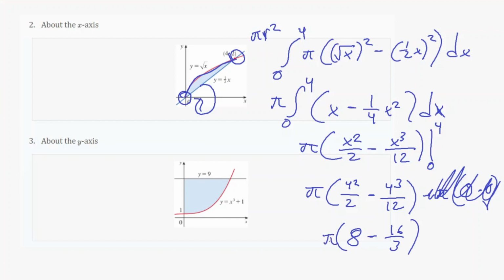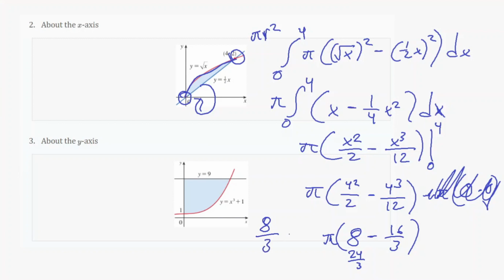And then that's going to be multiplied by pi. Now, let's figure out what the number inside this parentheses is going to be. So we could make 8 into a common denominator fraction. So it's going to be 24 over 3 if we multiply top and bottom by 3. So 24 over 3 minus 16 over 3 is going to be 8 over 3.